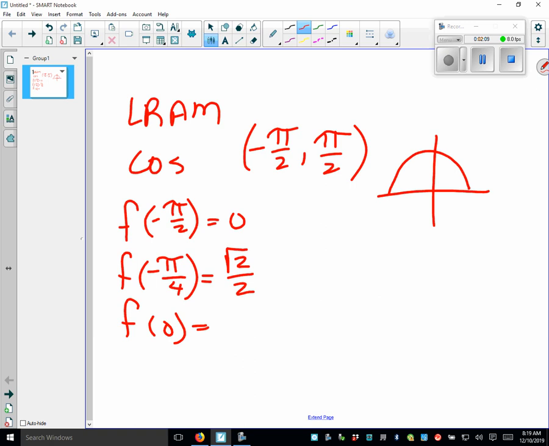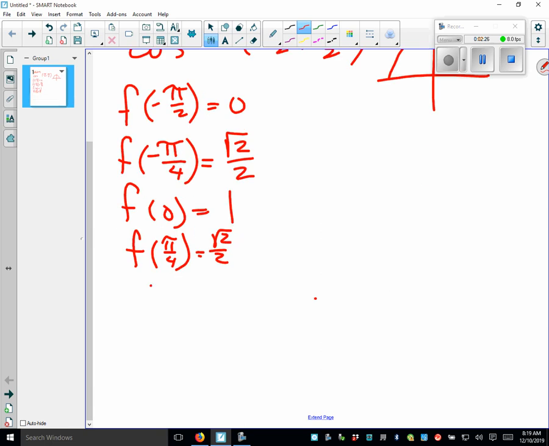f of 0 is 1. So what is f of pi over 4? And the last one would be f of pi over 2, which is 0.